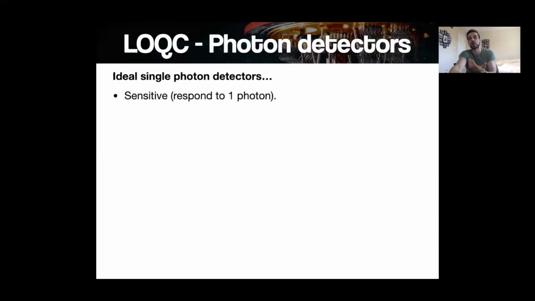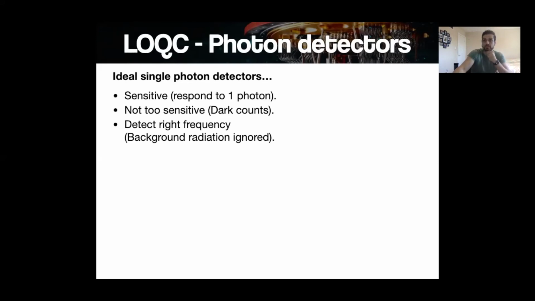But we need certain properties for these photon detectors. One is they need to be sensitive enough. They're going to respond to single photons. That's not very much light. It's easy for them to not detect it at all. On the other extreme, we don't want them to be too sensitive. We get something called dark counts when there's no photon there at all and they still go off.